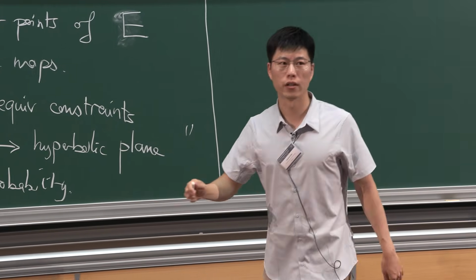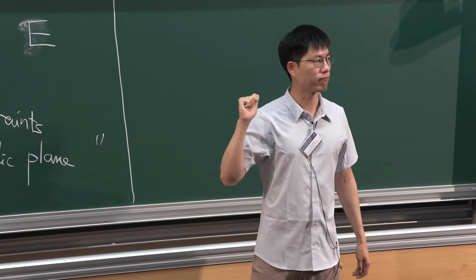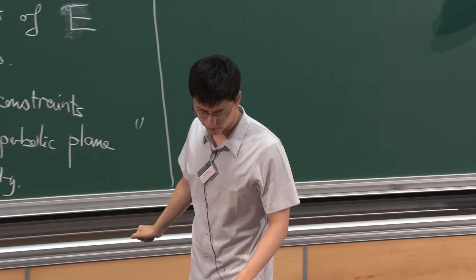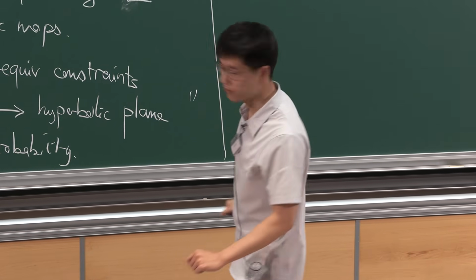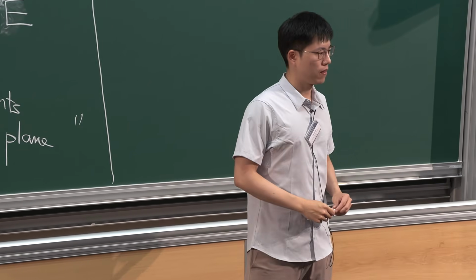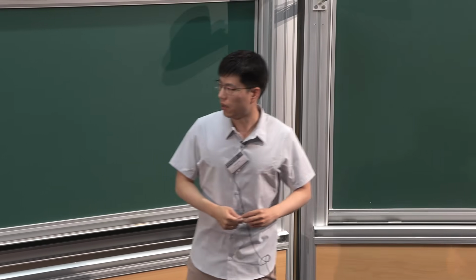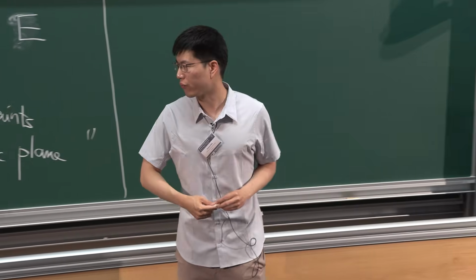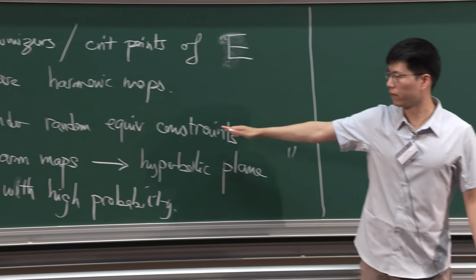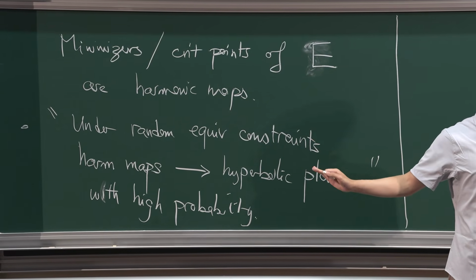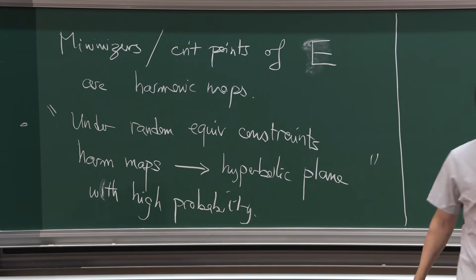But let's see if there are any general questions. Which is it, minimizers or critical points, for what a harmonic map is? Are critical points good enough? No, for my specific setting, you need minimizers.